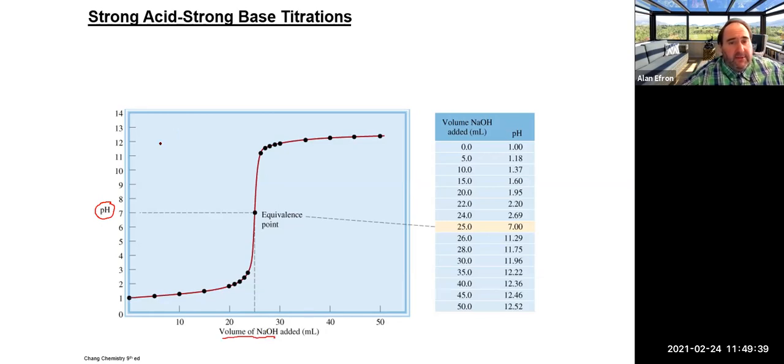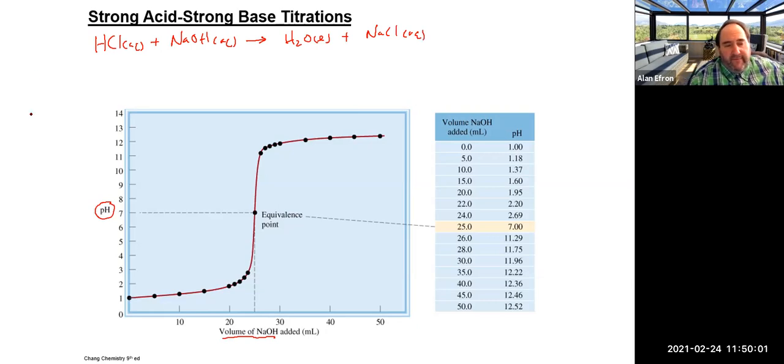So this would be a titration where we're adding a strong base to a strong acid. So we take something like hydrochloric acid plus some sodium hydroxide, which is obviously a strong acid plus a strong base. That will give us some water and our sodium chloride.